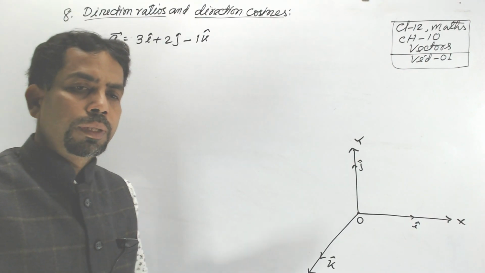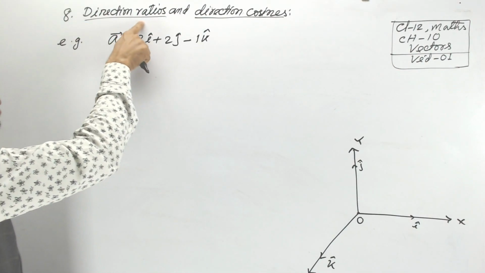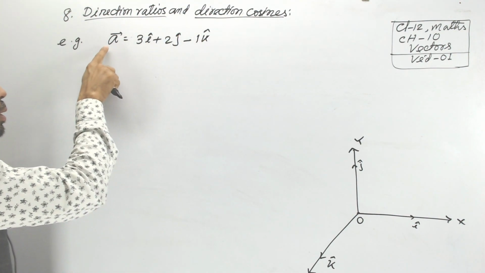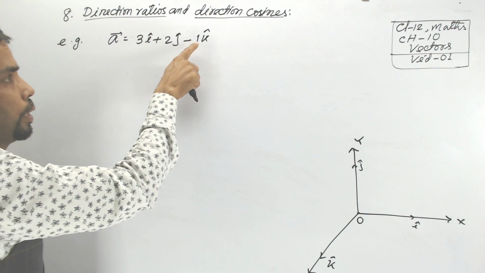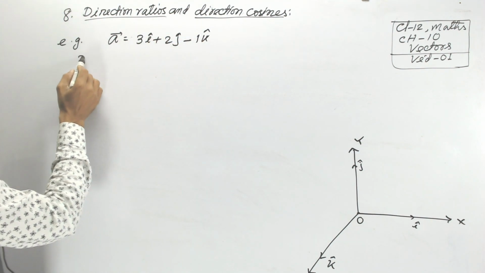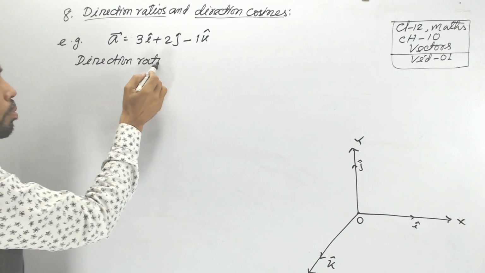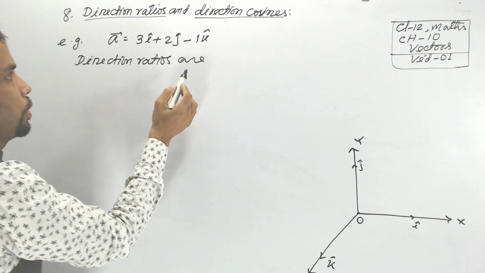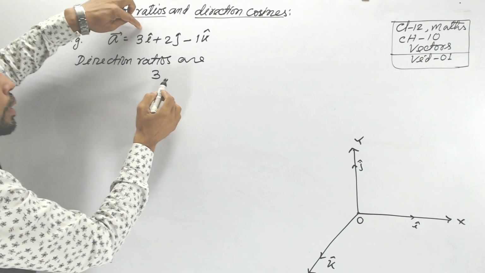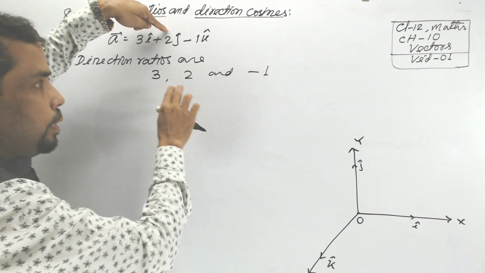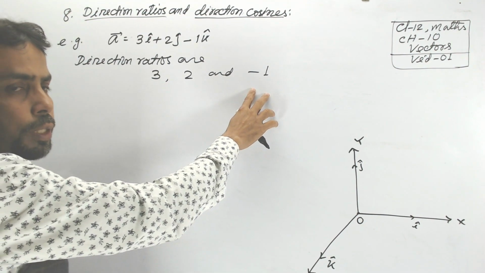The next topic is direction ratios and direction cosines. I am explaining with an example. A vector A I have taken 3i, 2j and minus 1k. Its direction ratios are the coefficients of ijk: 3, 2 and minus 1. The coefficients of ijk, that means only the numbers, are called the direction ratios.